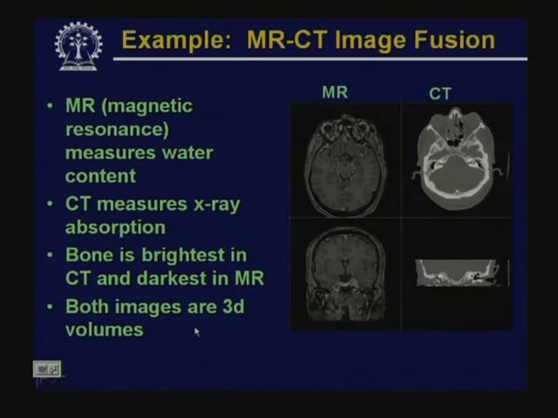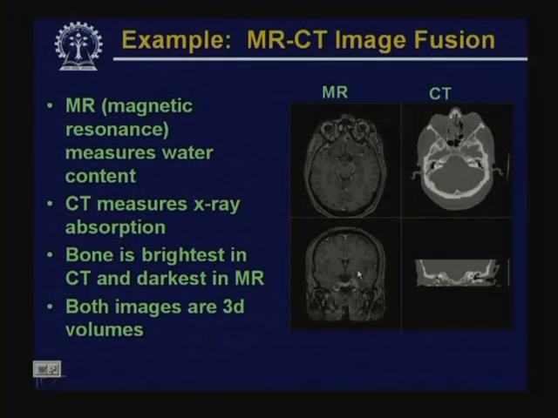This image registration technique is also very useful, as I said, in image fusion, or combining different images, and for that also we have to go for image registration. Say for example, here we have shown two types of images: magnetic resonance images and CT scan images. Magnetic resonance images give you a measure of water content, whereas CT X-ray images give you the brightest region for the bone regions.